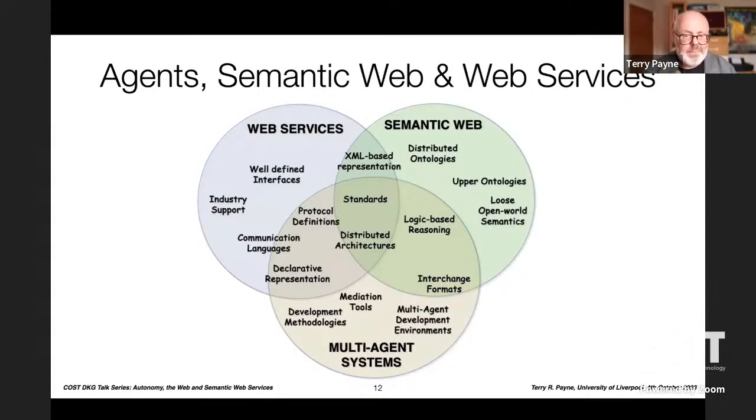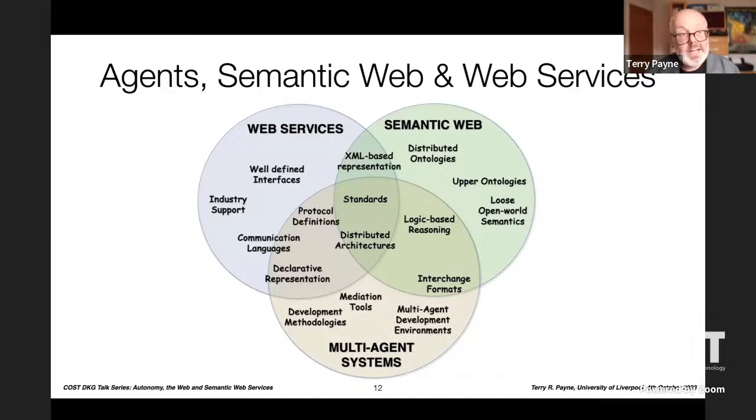So interestingly, and I just wanted to throw this slide in, there were a number of elements that had an overlap between these three areas: the semantic web and web services. There were good descriptions, XML-based descriptions.